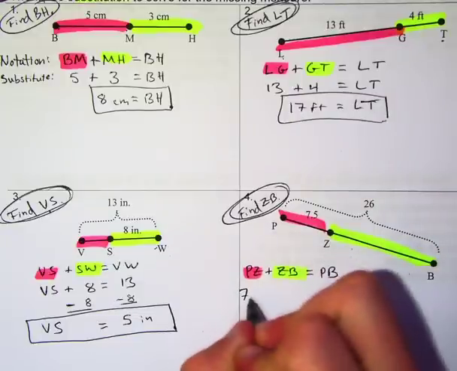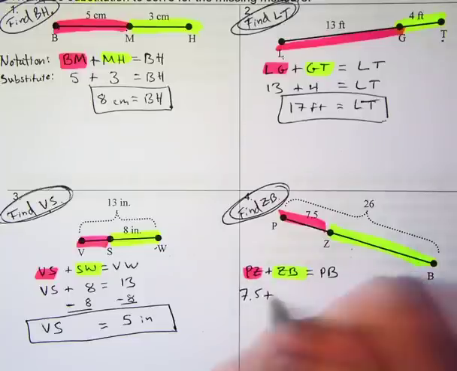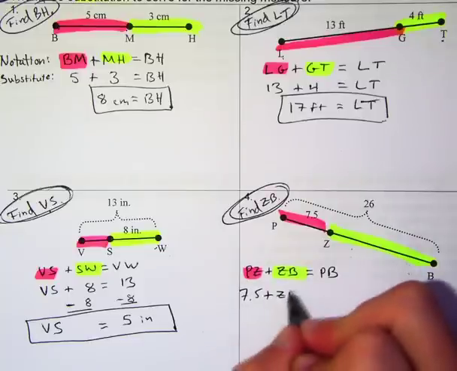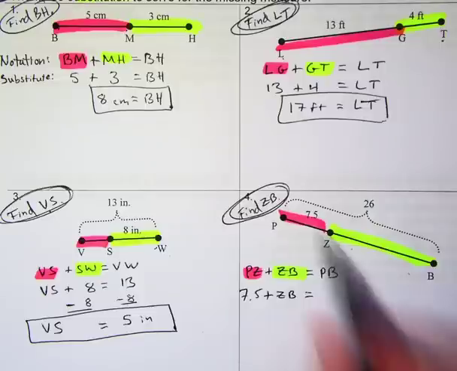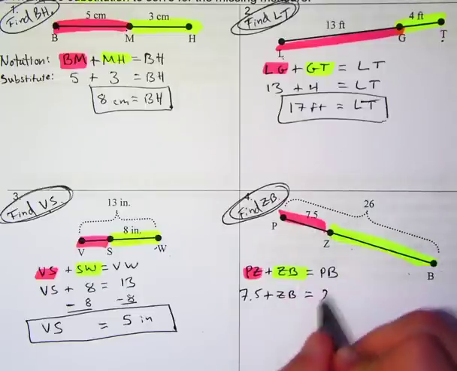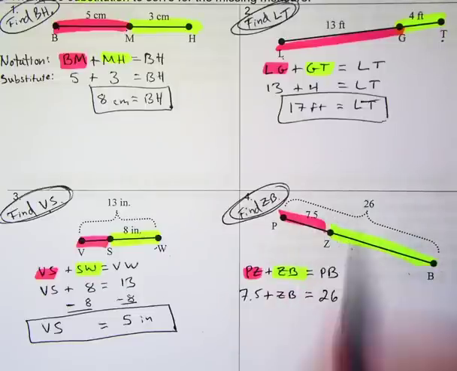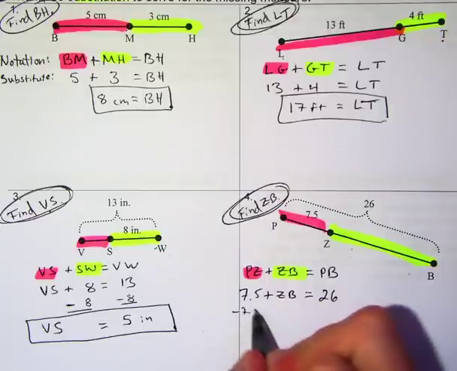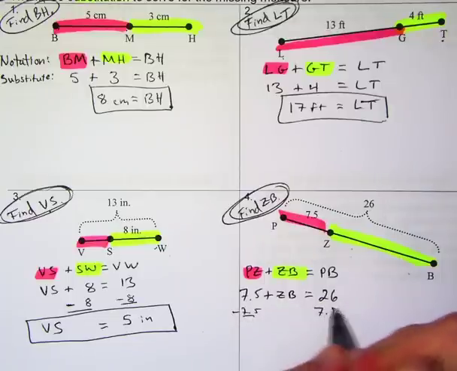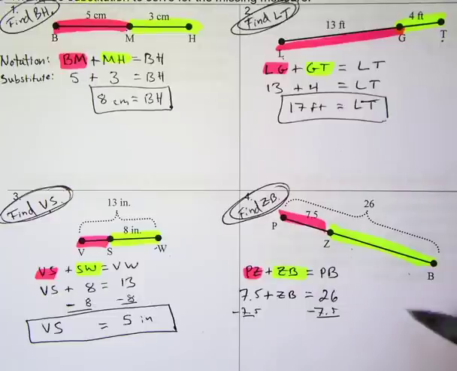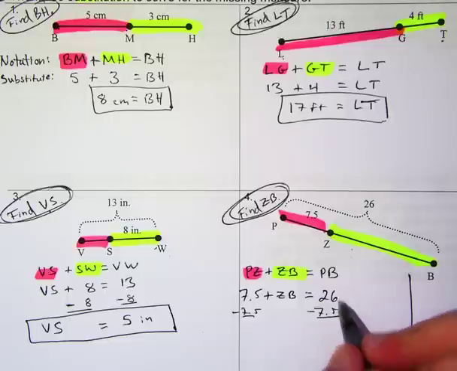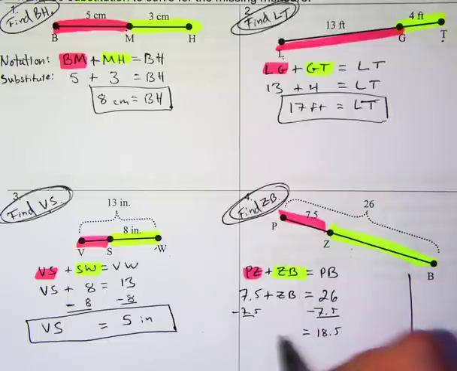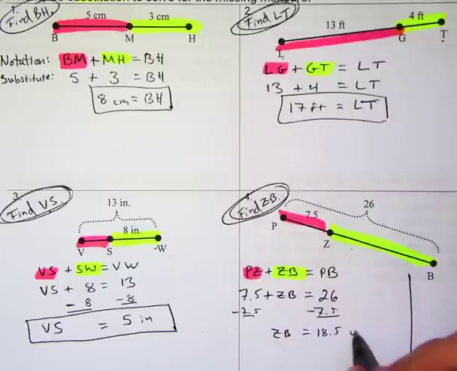This segment I know is 7.5 units long. This one, I don't know. So I'll just keep calling it the distance from Z to B, and the full distance is 26 units. Notice there's no units, so we can just put units at the end. I'm going to use my algebra, take away 7.5 from both sides. If you need any scratch work, go off to the side to do your scratch work. Let me see if I do that. That's going to be 18 and 5/10 units.